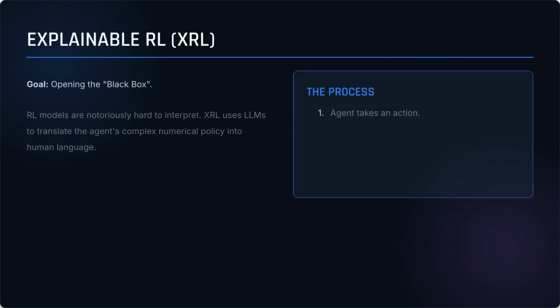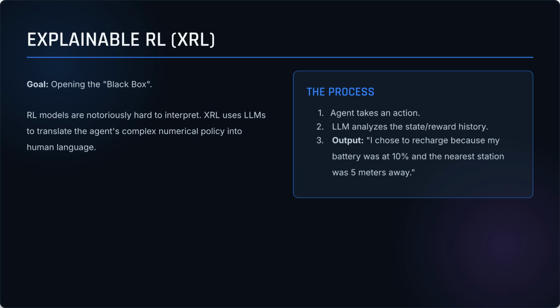Explainable RL, or XRL, aims to open the RL black box. XRL uses LLMs to translate the agent's complex policy into human language. The LLM analyzes the agent's history and explains the actions taken, such as why the agent chose to recharge its battery.